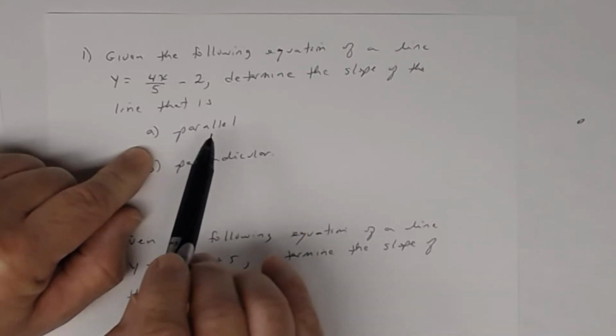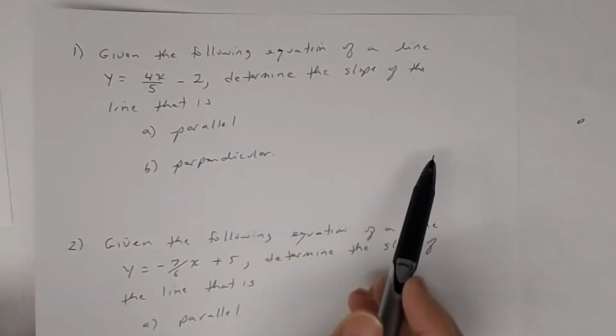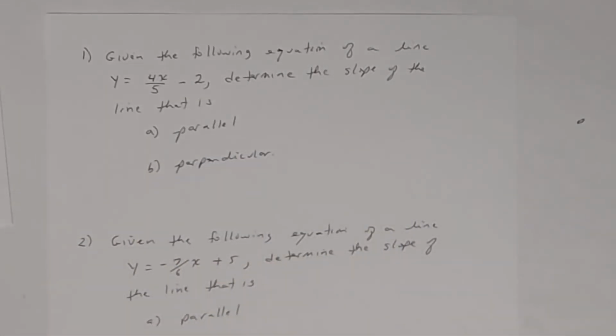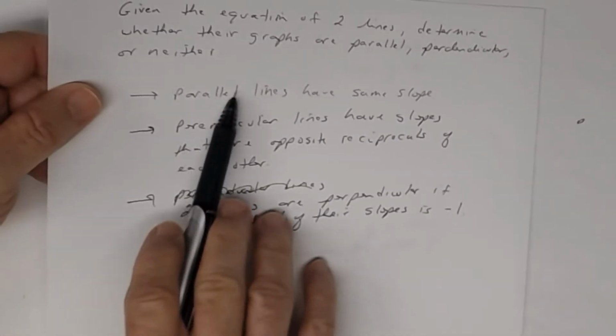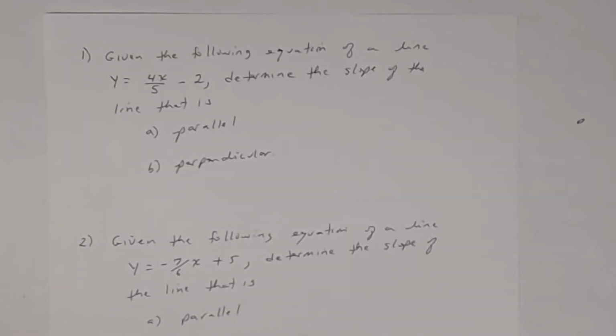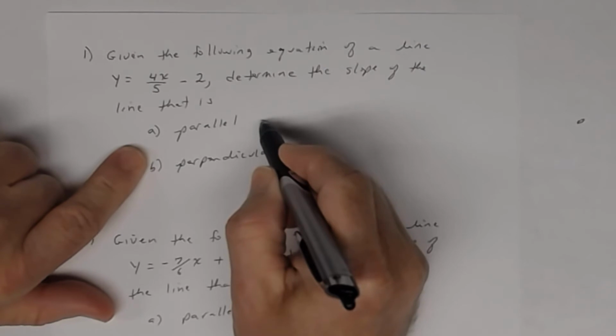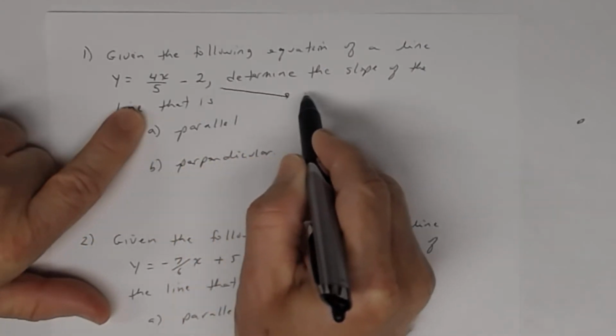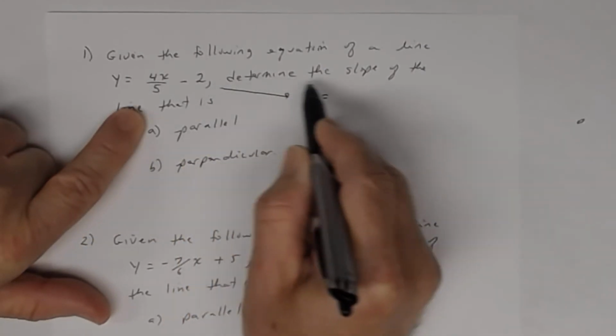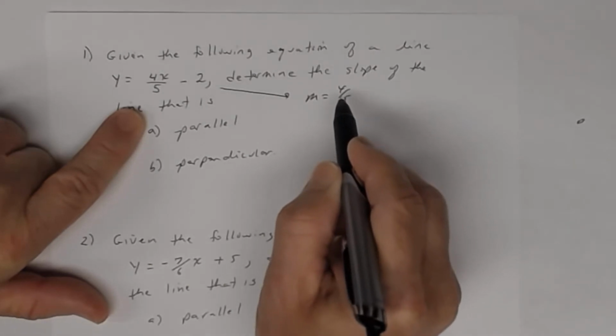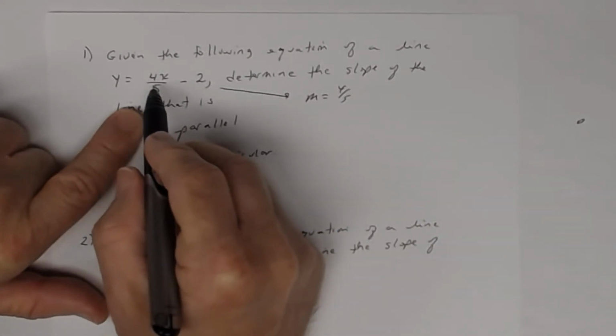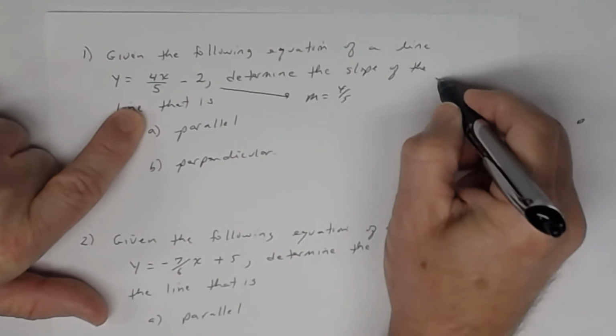Well, remember, parallel lines have the same slope, right? So the answer here, first of all, the slope of this line is 4/5. Now, don't say 4/5 x. Remember, it's a coefficient of x. So remember, y equals mx plus b.